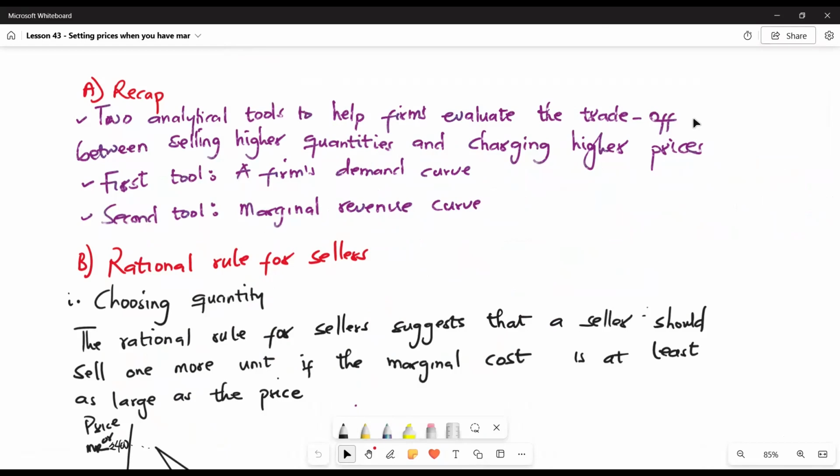Hi, welcome back. Our previous lesson was on part two of setting prices when you have market power. Today we'll be looking at part three of the same topic.